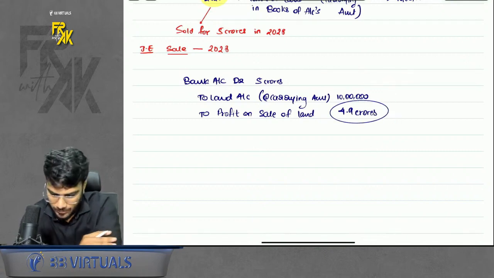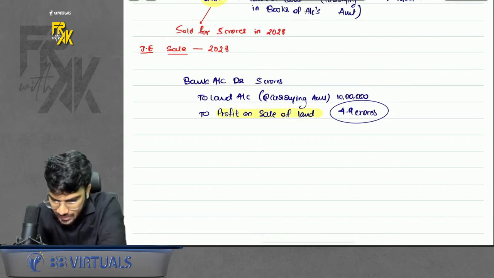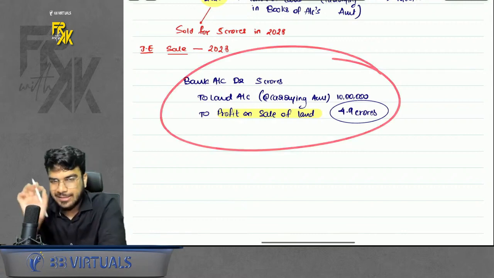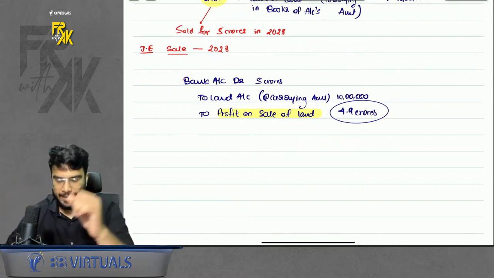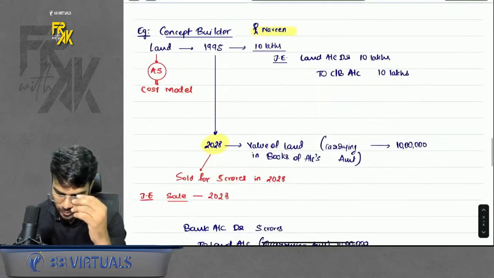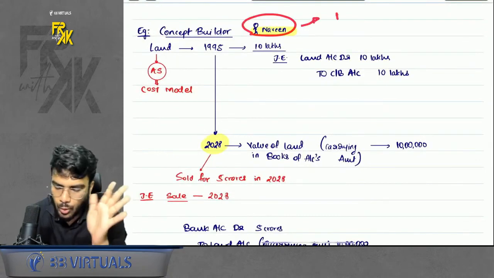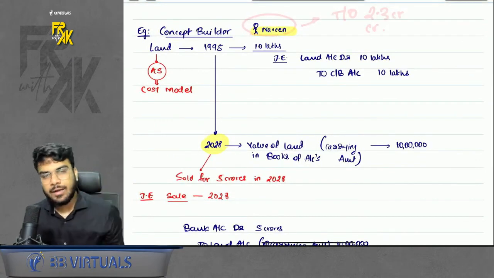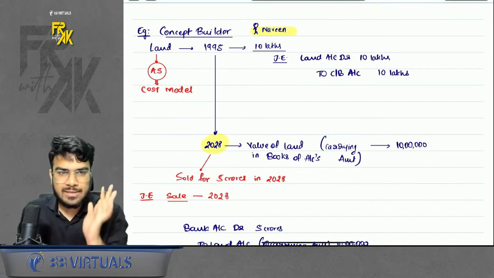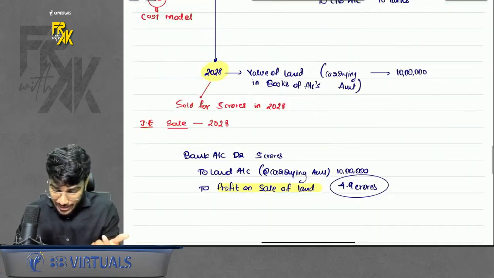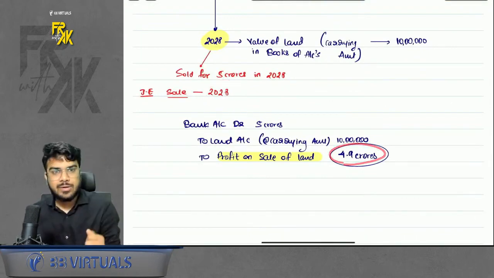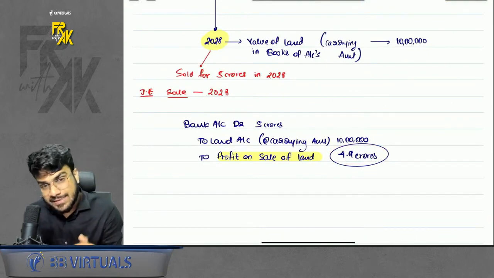Now tell me one thing. What is the issue with this accounting? There is one basic issue with this accounting, I'll tell you. Let's assume Naveen has a total turnover of only 2 to 3 CR. His annual turnover is around 2 to 3 CRs. Now suddenly in the year 2028, he will have a profitability of 4.9 crores. The profitability will exceed his turnover.